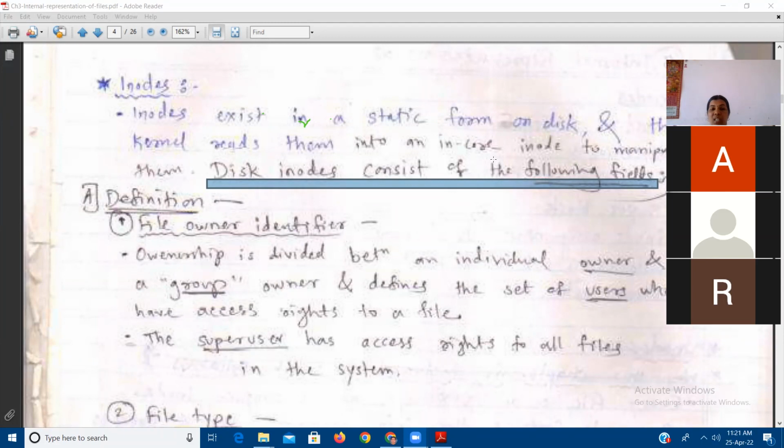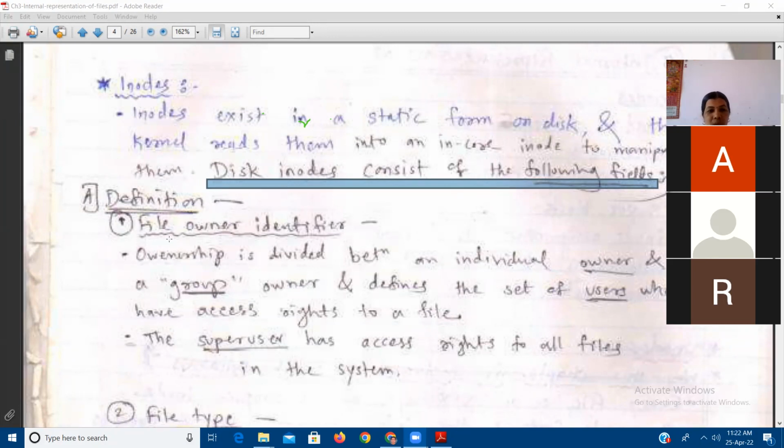So disk inode is nothing but the static form of inode. Static म्हणजे हा फिक्स्ड असतो. फाईल असेल तर त्याचा disk inode प्रेझेंट असतो, फाईल नसेल तर त्याचा disk inode प्रेझेंट नसतो. फाईल डिलीट केली की त्याचा disk inode डिलीट होतो, फाईल क्रिएट केली की त्याचा disk inode क्रिएट होतो. Okay, this is about the disk inode.